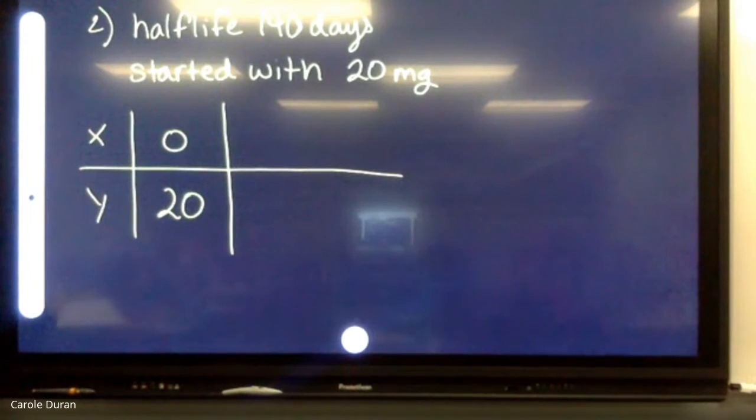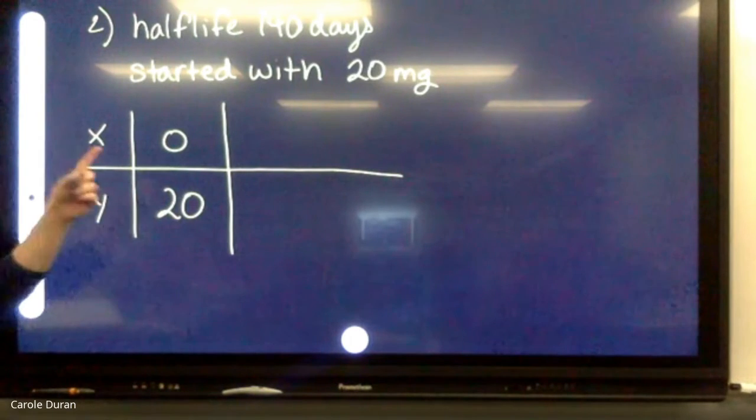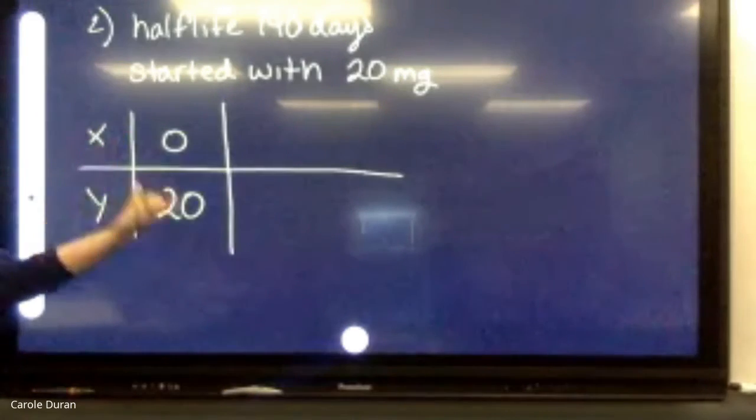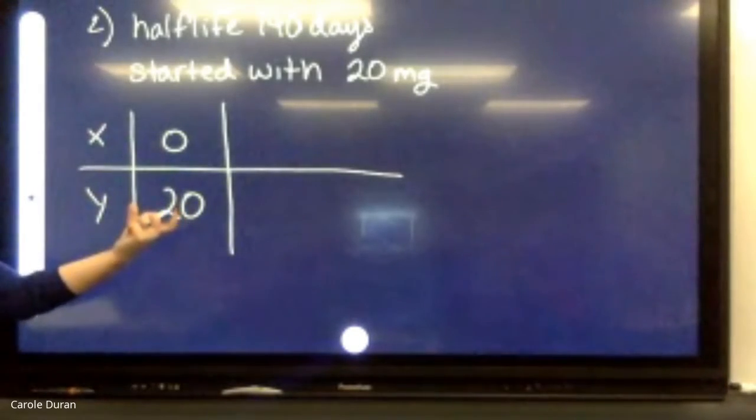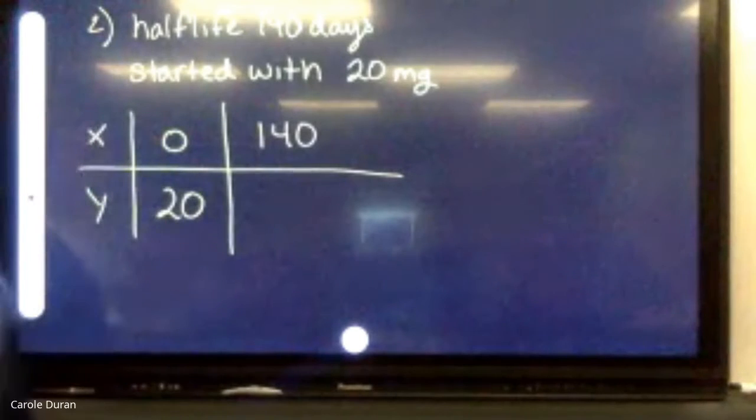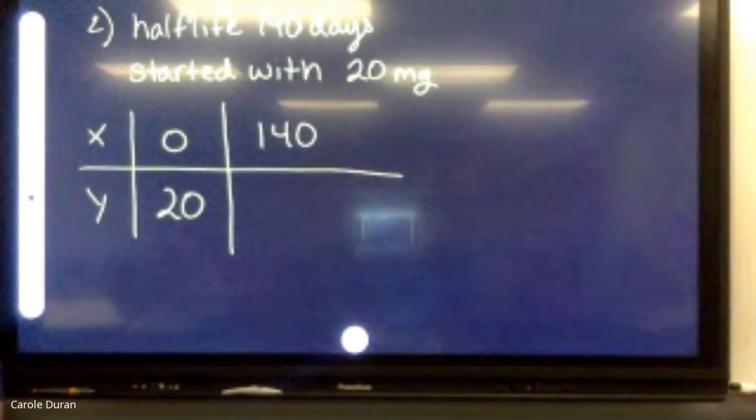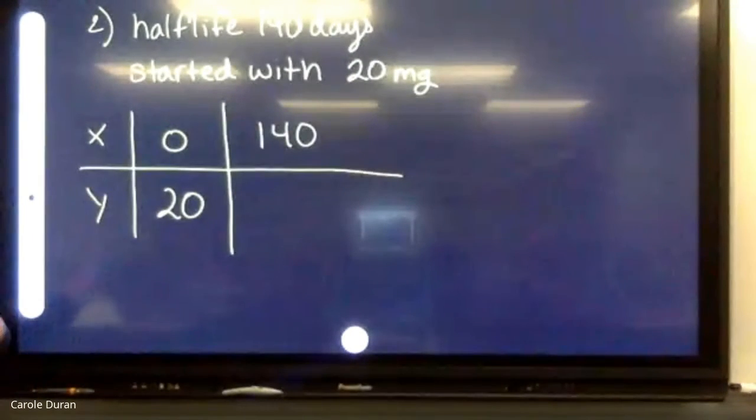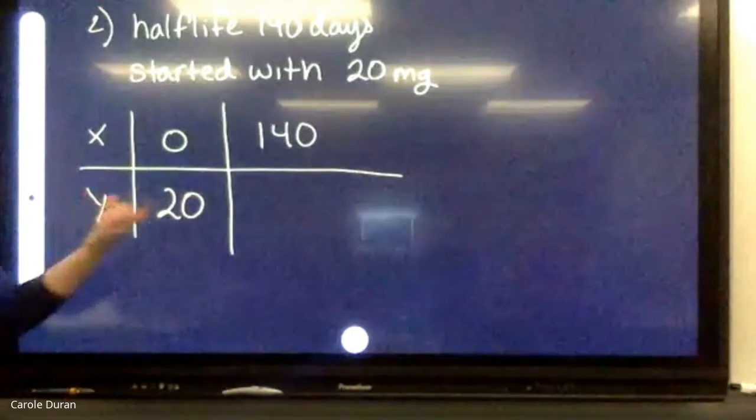I don't know what's happening on day 1 or day 2 or day 3 or day 4 or day 5. But I do know on day 140 that what I started with is cut in half. So the next X value I'm going to plug in is 140. What's going to be the population or the amount of polonium I have left at day 140? 10, because half of 20 is 10.